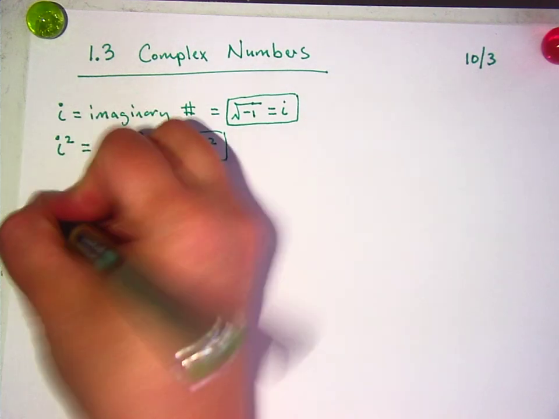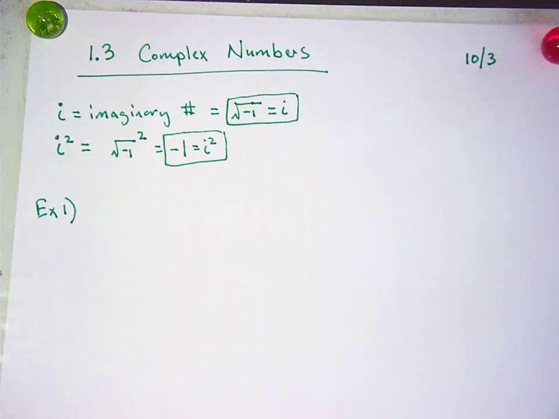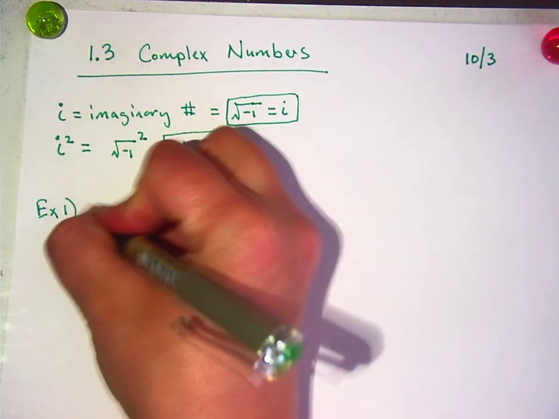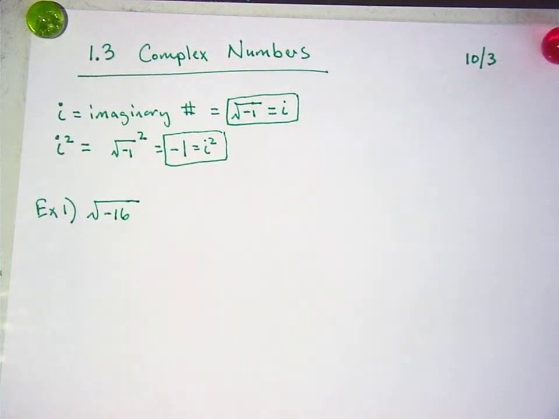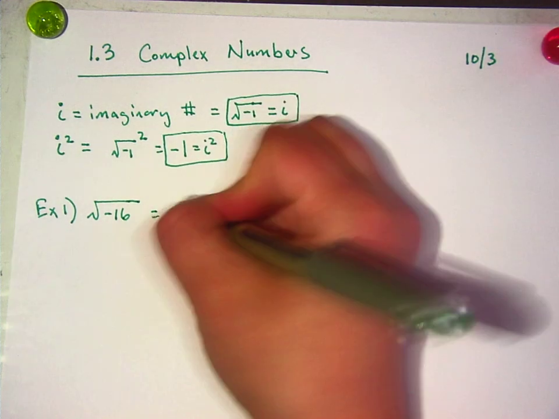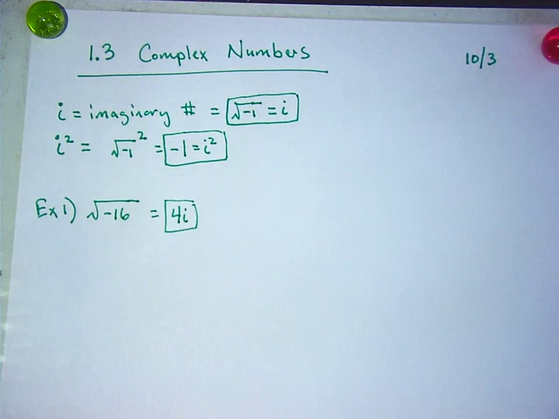All right, example 1. Let's do this one. Square root of -16. Yep, 4i. We did it. That's what some of your homework's going to be like, and you only have 8 problems of homework.